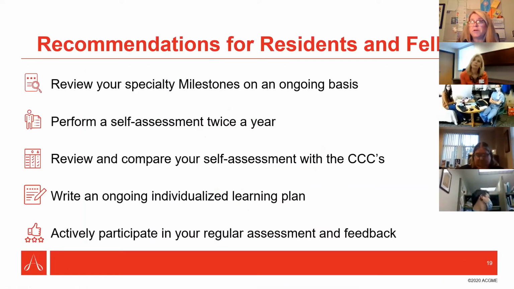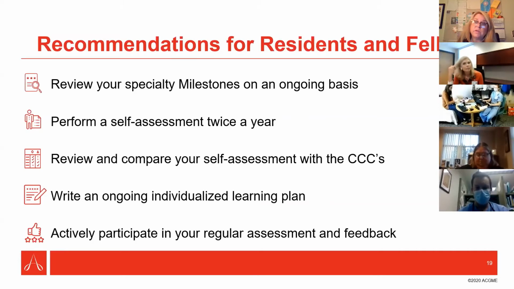So the ACGME recommends that you review your milestones regularly and that you do a self-assessment twice a year, which Jennifer will be sending out to you. And those will go live today, and you will have until the end of November to fill out your self-assessment.